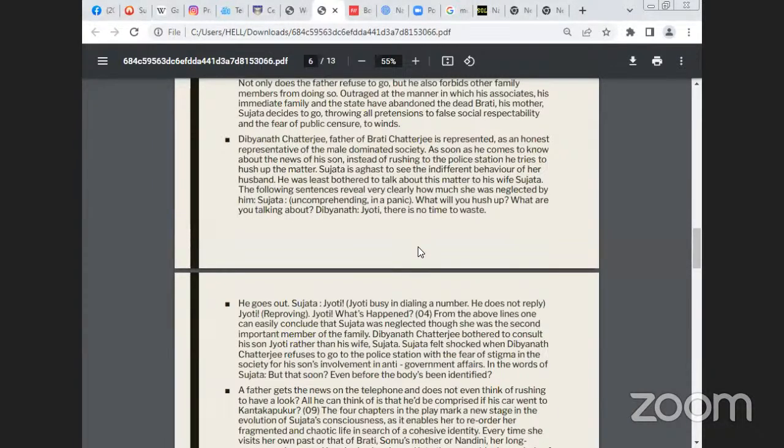We are discussing only 4 characters, not other characters. Nipar, Jyoti, we are not discussing. We are not discussing any police officer character or politician character. Only 4 characters we are looking at, from a social history point of view.